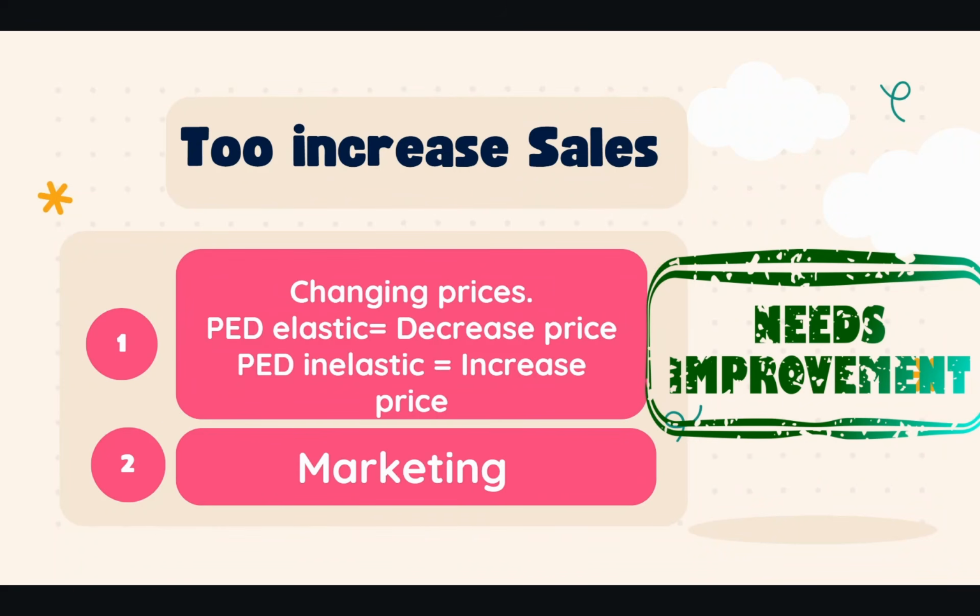So how could we increase sales? Well, we could start by changing prices. If the PED value, the price elasticity of demand, is very elastic, what a business would normally do is decrease their prices in order to increase total revenue. Or if the business has a PED value that's very inelastic, then they tend to increase the prices in order to increase total revenue, or change their marketing strategy to increase sales.